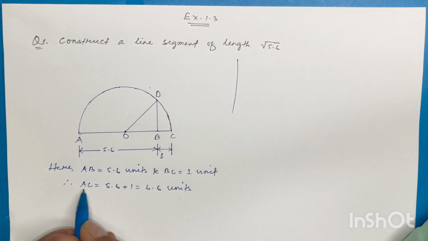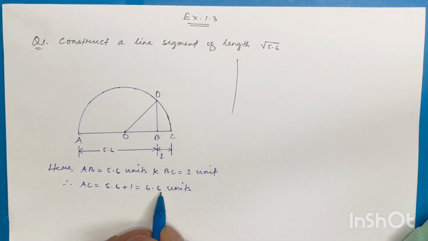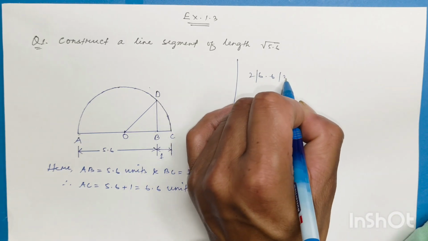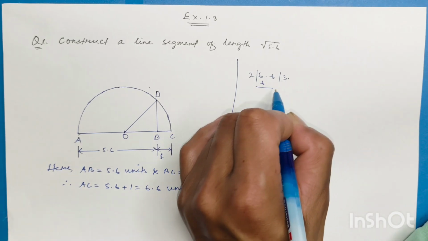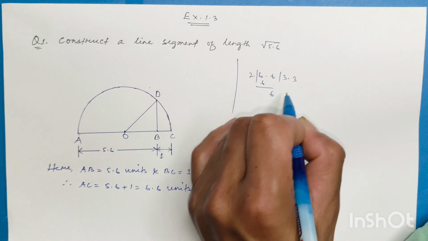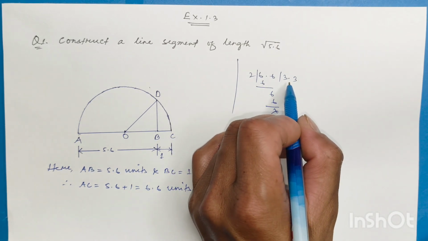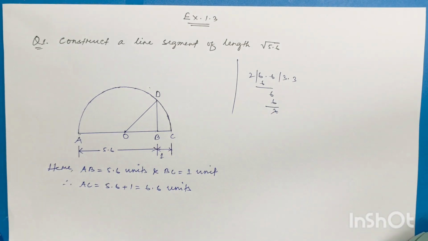Now AC is going to be bisected. 6.6 half is what? Divided by 2. 2 3s are 6, here pointing the decimal. Again 6 will come down. 2 3s are 6. So 6.6 half is what? 3.3.